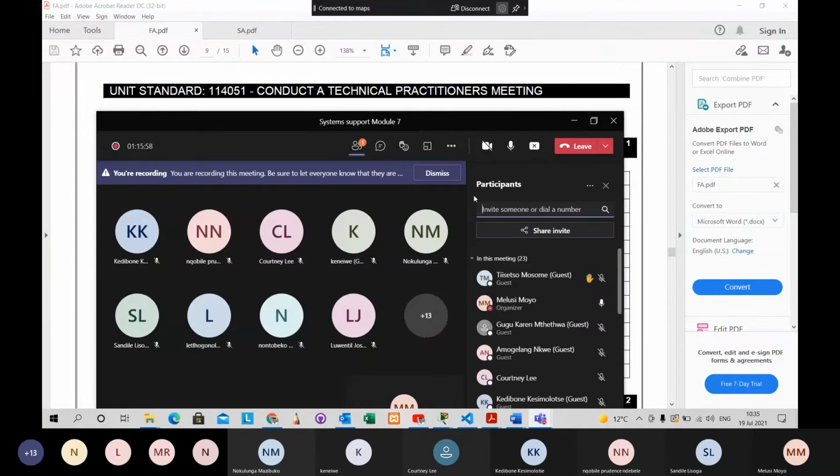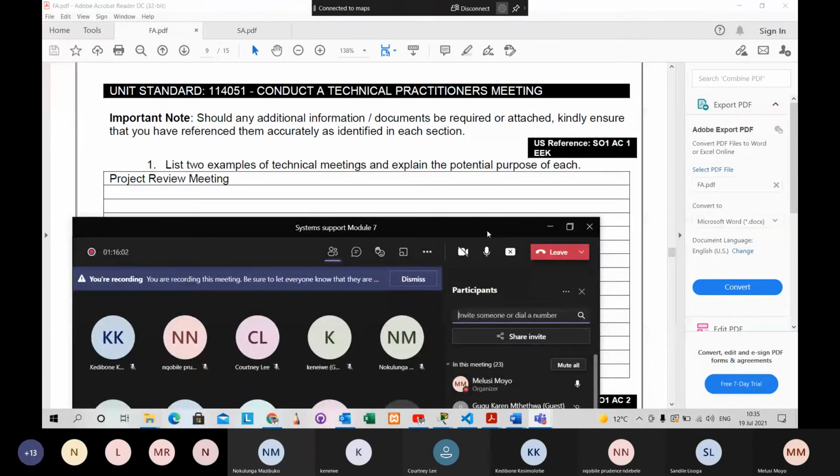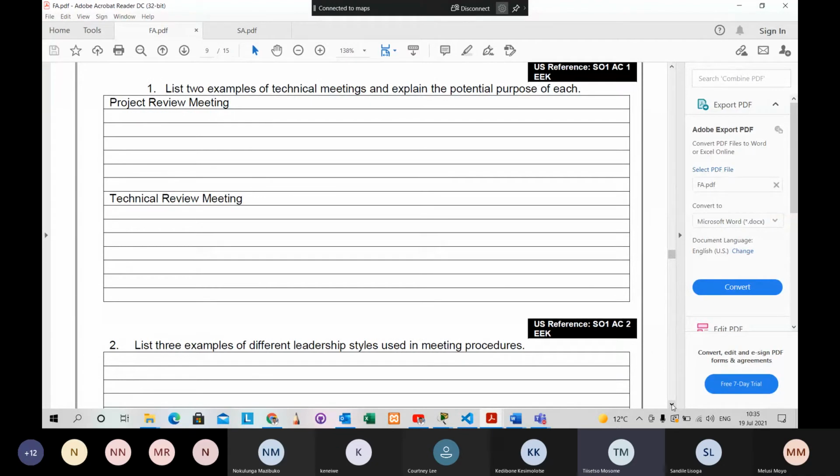Tisetso? I think its purpose is to ensure that all the methods listed for the project are being followed, and that the budget set for the project is also monitored.